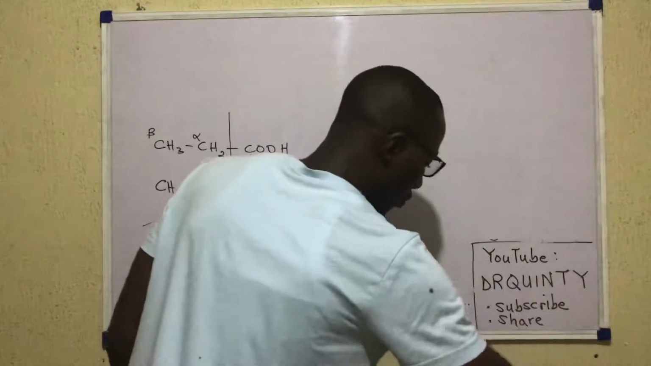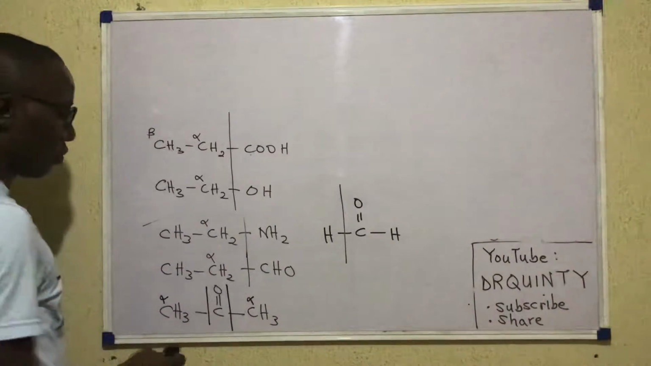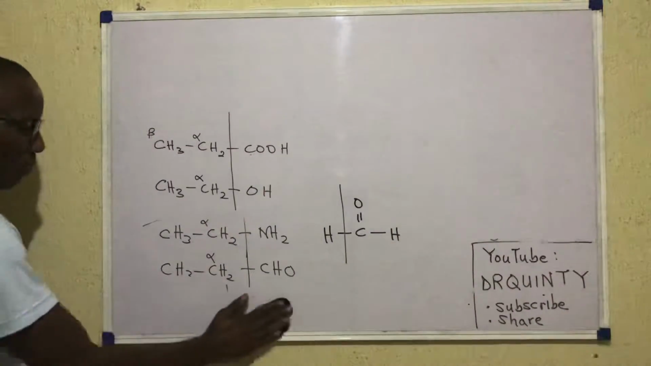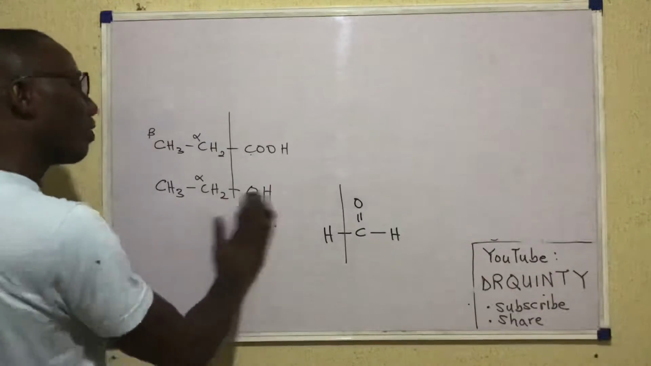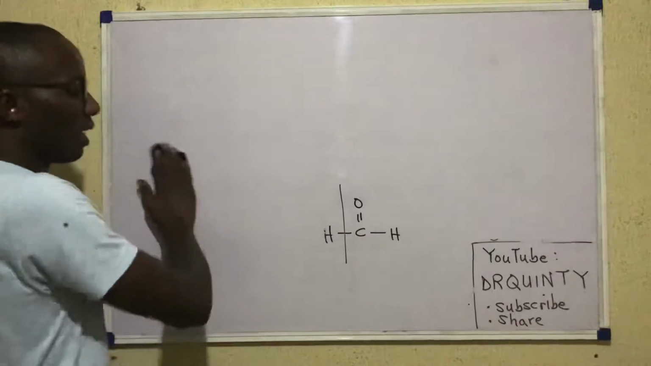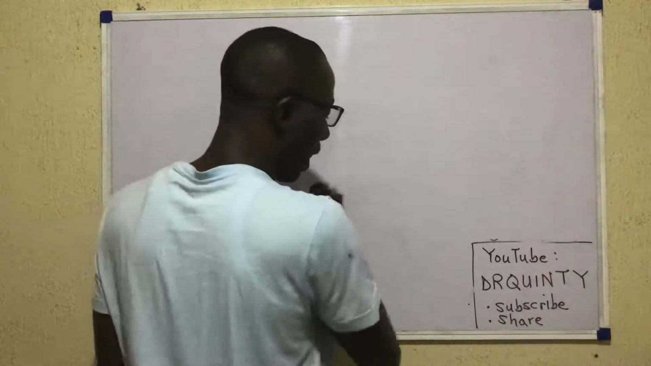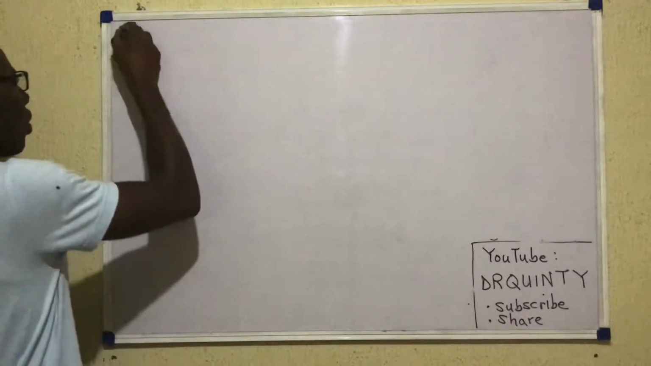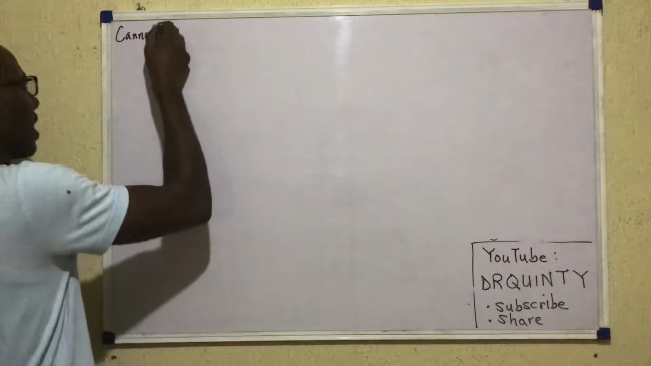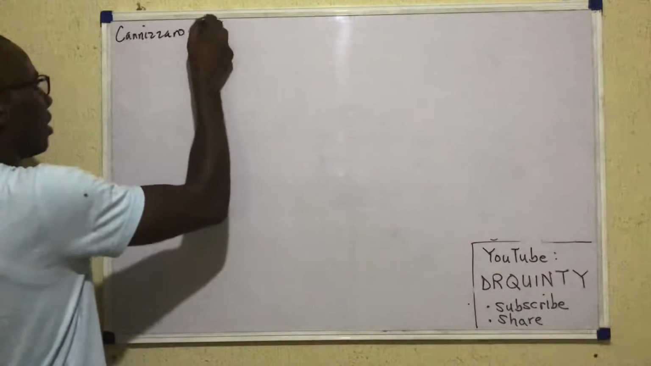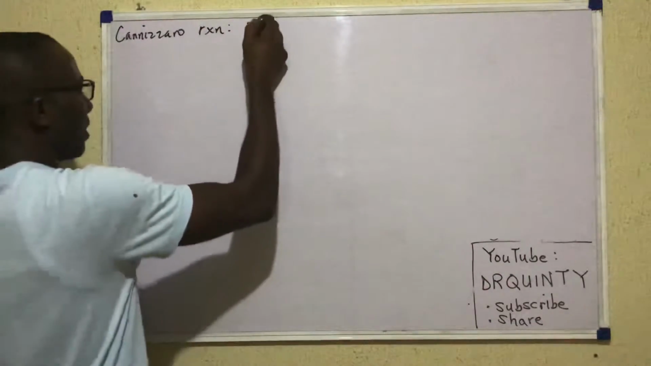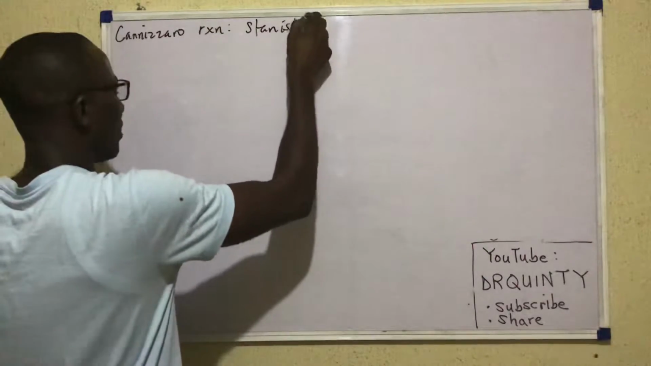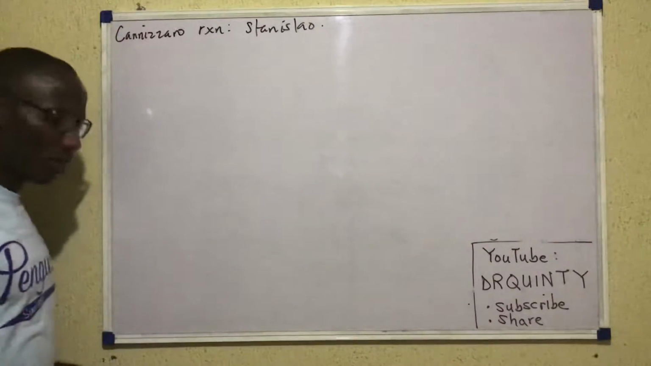Now, the last two reactions I want to show you will be dependent on the presence or absence of alpha hydrogens in an alkanal or alkanone. The first reaction is called the Cannizzaro reaction. That reaction is named after Stanislao Cannizzaro. So what's the Cannizzaro reaction?